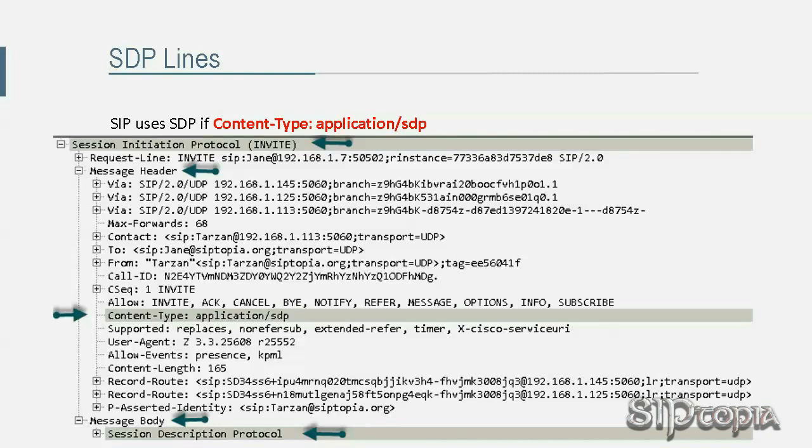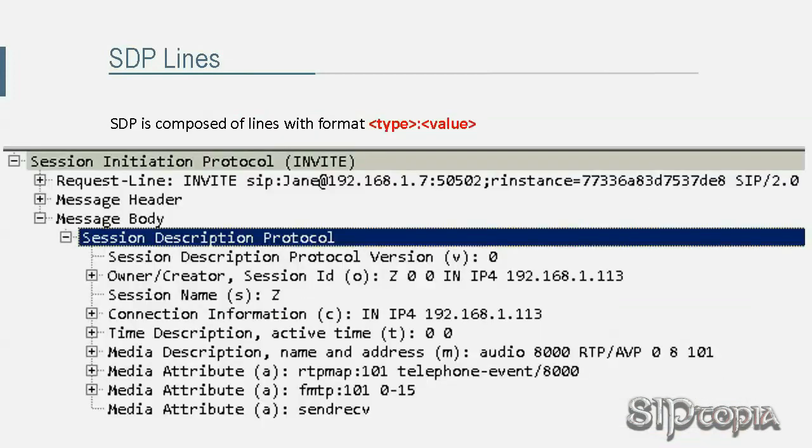Before we go through individual lines that make up SDP, let's remember from RFC 3261, Simplified Session Initiation Protocol series, that in a SIP header, Content-Type: application/sdp means SIP is using SDP for describing session parameters. SDP is composed of a number of lines with the format type=value.